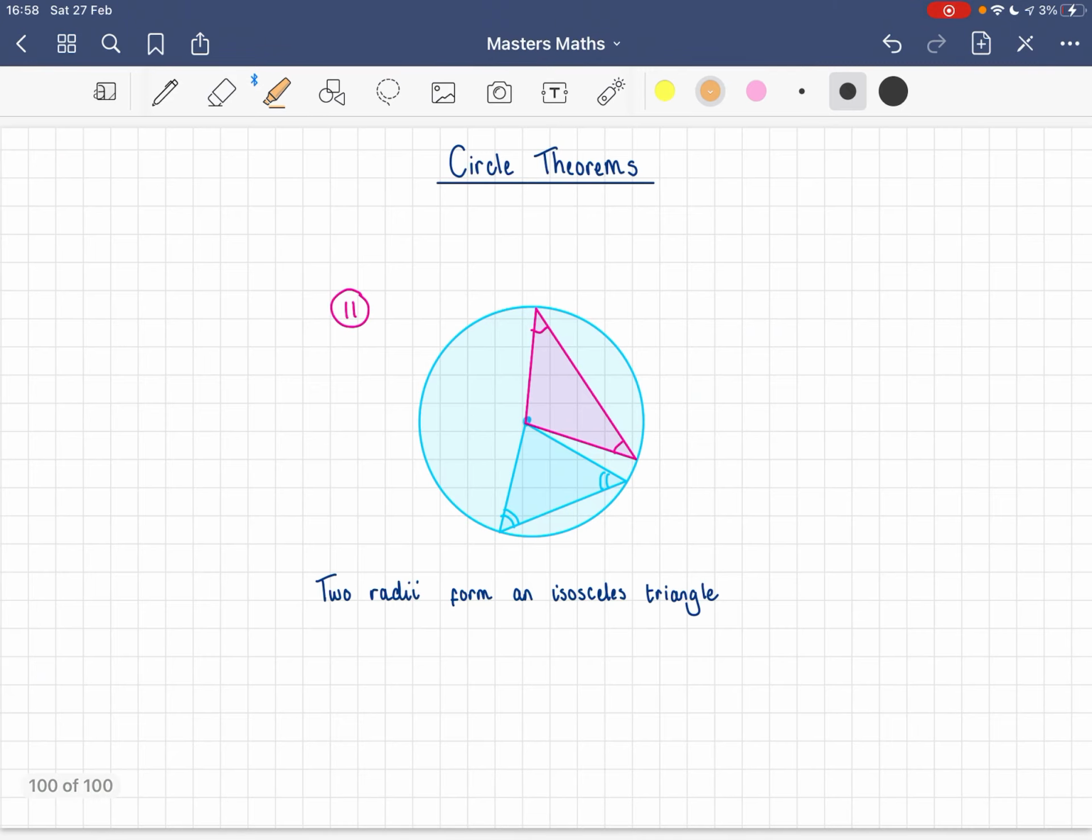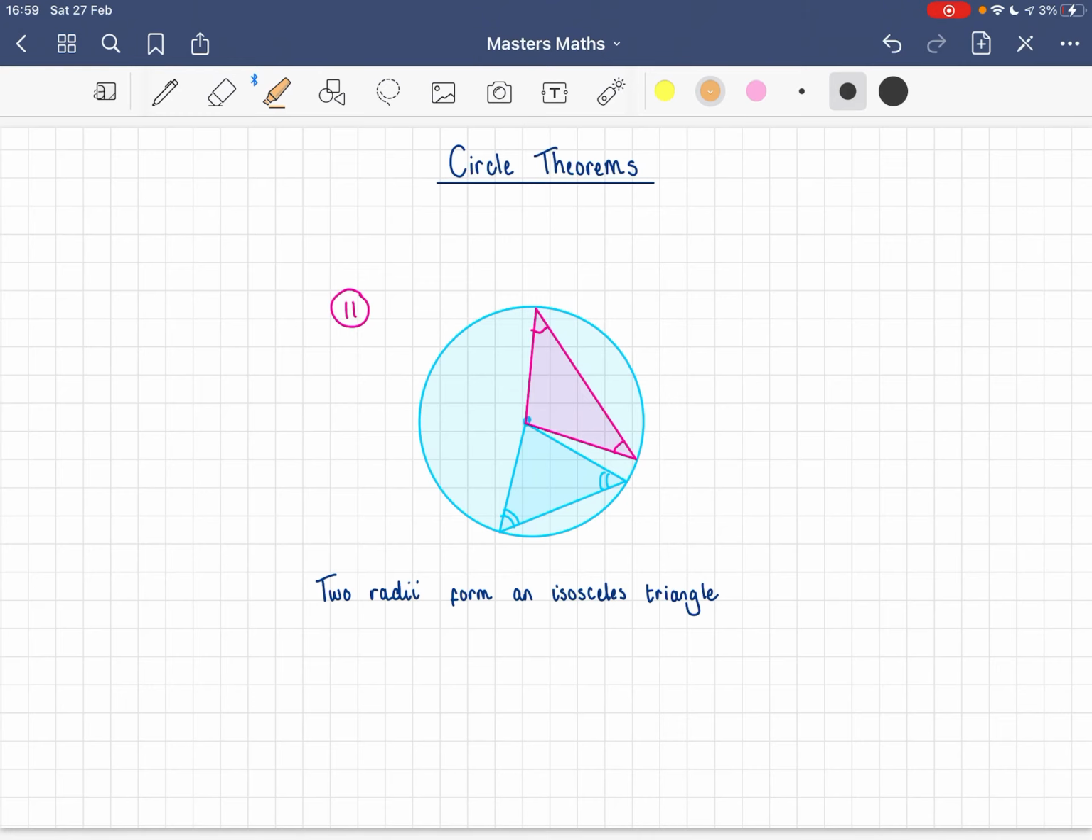And then the last one, I've put it at the very last, not because it's the most difficult, but because technically I don't class it as a circle theorem. This is just something that you should be aware of from your knowledge of radius and types of triangle. So if you have two radii, which again is just the plural of radius, they make an isosceles triangle, because obviously the radius, no matter where it's meeting the circumference, it's always the same length.